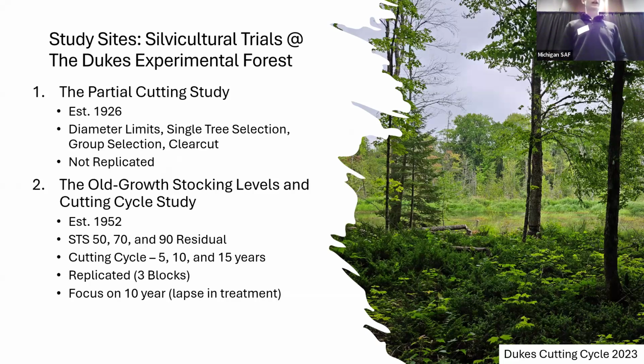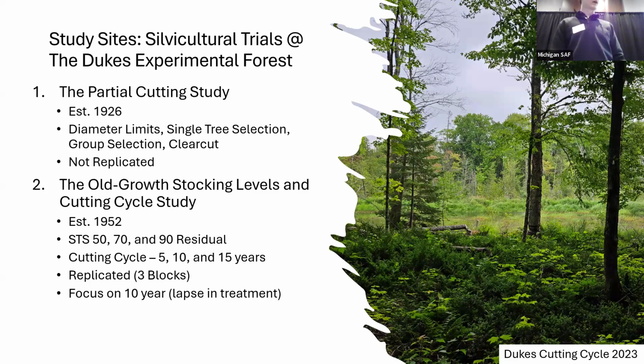Building off of the partial cutting study, they established on the same forest the old growth stocking levels and cutting cycle study. So that was a little less than 30 years later. And they took the results of the partial cutting study and they were able to design the split block design of different cutting levels. So 50, 70, and 90 residual square root residual basal area and cutting cycle of 5, 10, and 15 years. So there's 3 levels of stocking level, 3 levels of cutting cycle, and then they replicated each of those treatments 3 times.